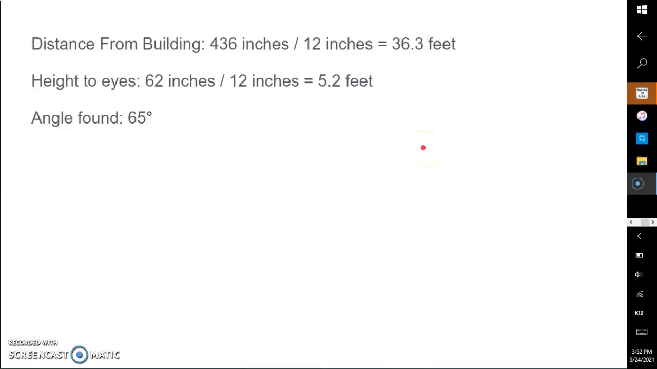So now that we found our distance from the building to where we were standing, measured the height from our eyes to our feet, and found our angle measure, we can now plug these into the tangent equation and find our total height from the roof to the ground. Our angle was 65 degrees, our height to eyes is 5.2 feet, and the distance from our building to us was 36.3 feet.